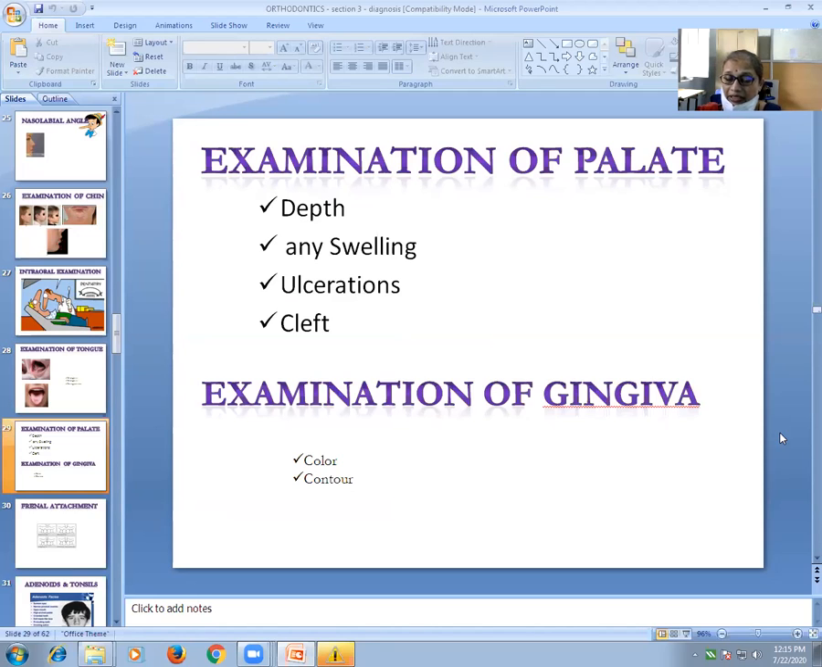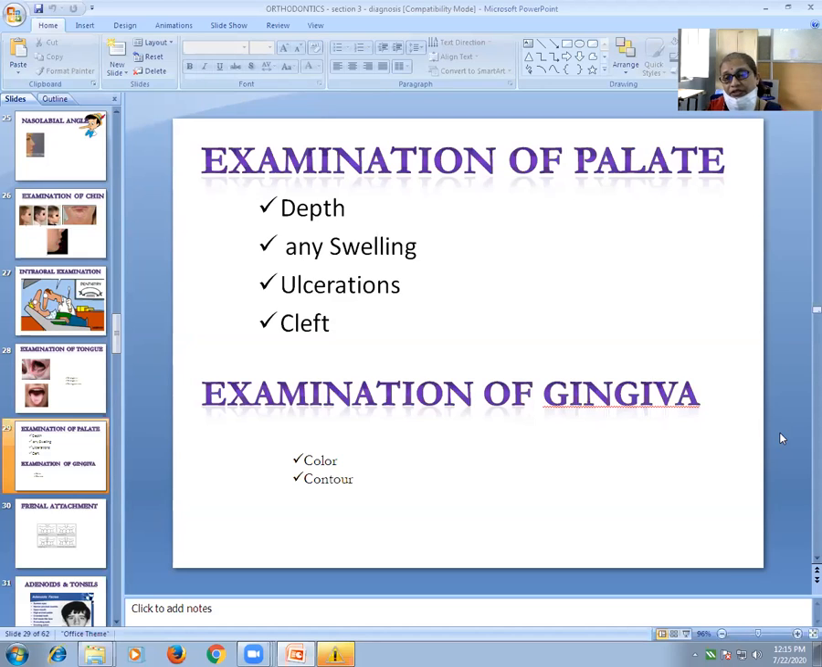If the depth is more, that means your arch is narrow and there are some chances to expand the arch. Where the palate depth is shallow, that means a shallow arch is there. That means your arch is already a wider arch, so there are no chances to expand it. You will have to think of other ways of space gaining for the treatment. Okay.